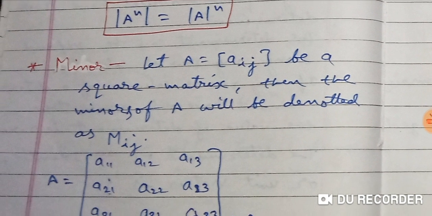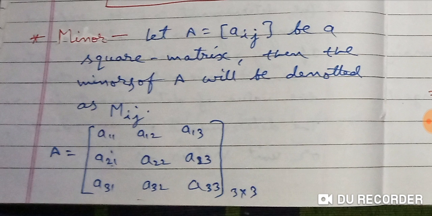Now coming to the next point, this is a minor. So what about this minor? Minor is just a term. We have to find minors of determinants. Let A = [Aij] be a square matrix, then the minors of A will be denoted as Mij. Aij will be the square matrix and Mij will be its minor.